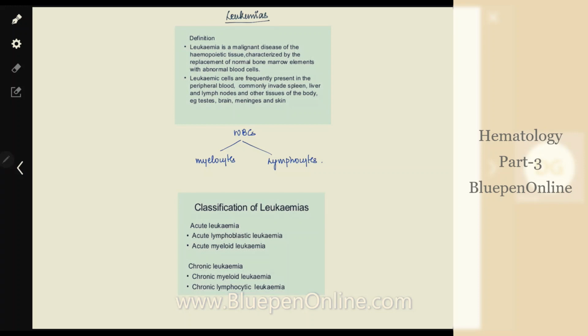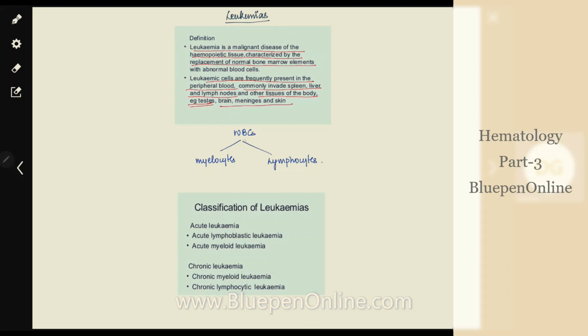What exactly is a leukemia? Leukemia is a malignant disease of the hematopoietic tissue characterized by the replacement of normal bone marrow elements with abnormal blood cells. Leukemic cells are frequently present in the peripheral blood, commonly invade spleen, liver and lymph nodes and other tissues of the body. Example, testes, brain, meninges and skin.